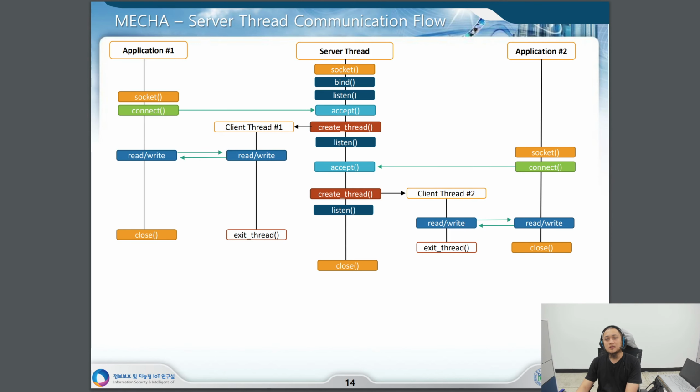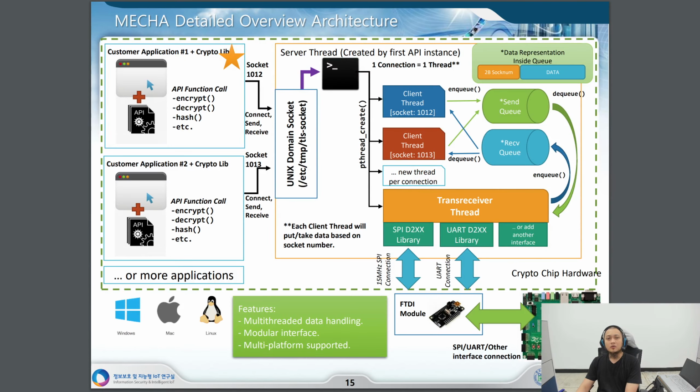And this is the server thread communication flow in MECHA. There is a server thread which binds and listens to an address, and application one starts and connects to the server thread. The server thread creates a client thread and they exchange data. This is almost the same as web server communication. Now this is the MECHA detailed overview.